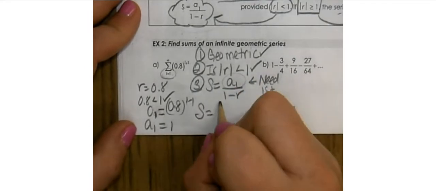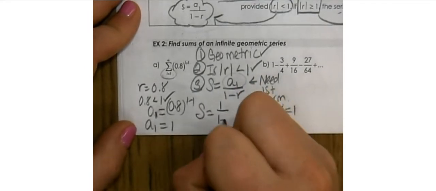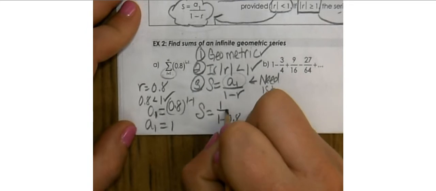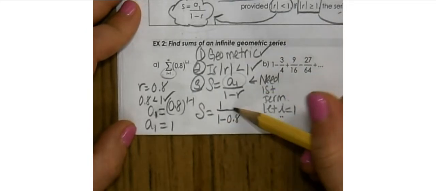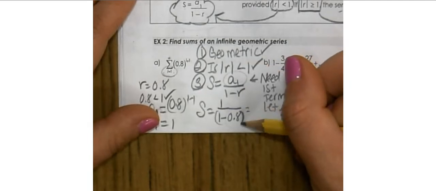So now I can write out my sum. My sum is going to be 1 divided by 1 minus 0.8 because that's my r value. If this was a negative r value, we would have to be very careful with our signs. So now I'm just going to put this into my calculator. And when I put it into my calculator, you're going to want to put the denominator into parentheses in order to establish that 1 minus 0.8 is indeed your denominator. And when you do that, you end up with 5 as your answer.